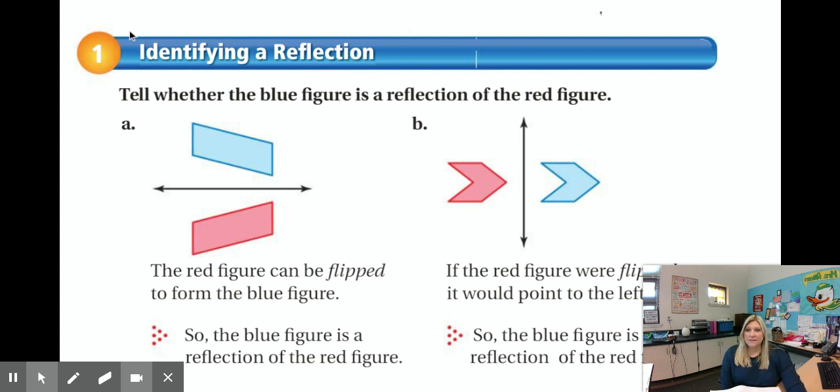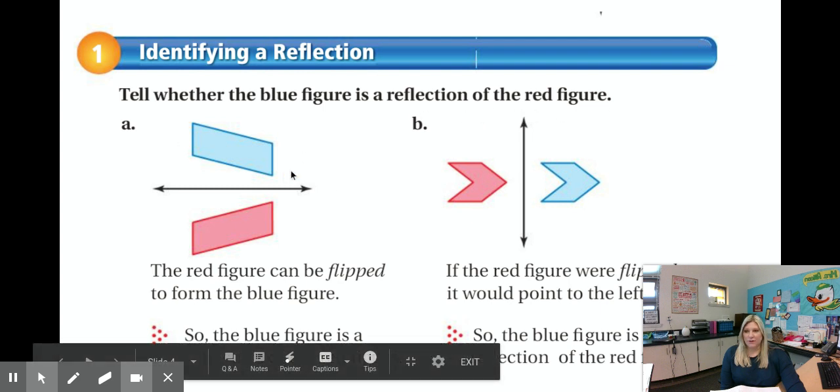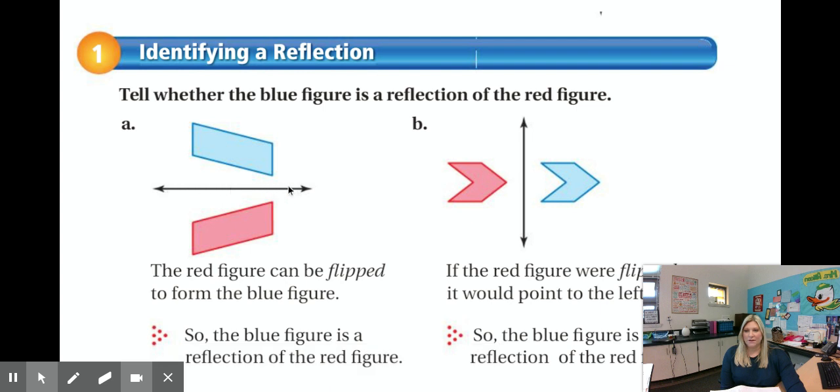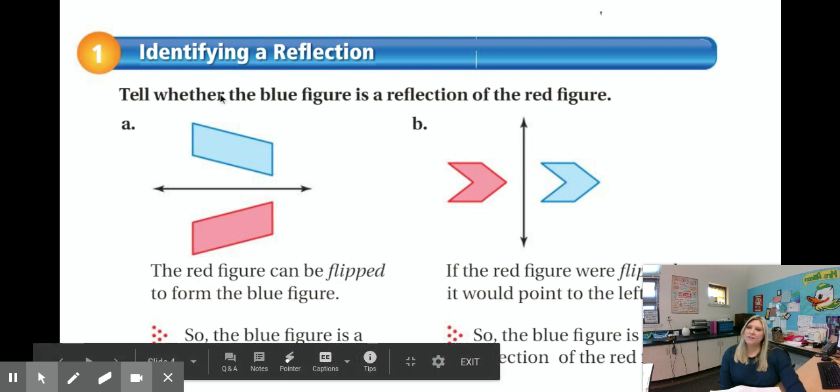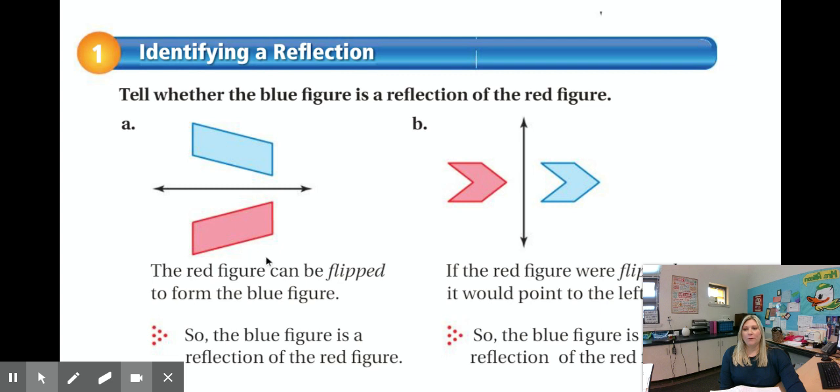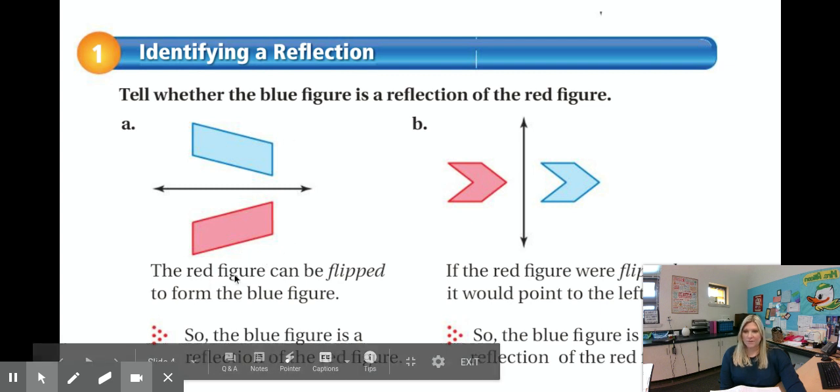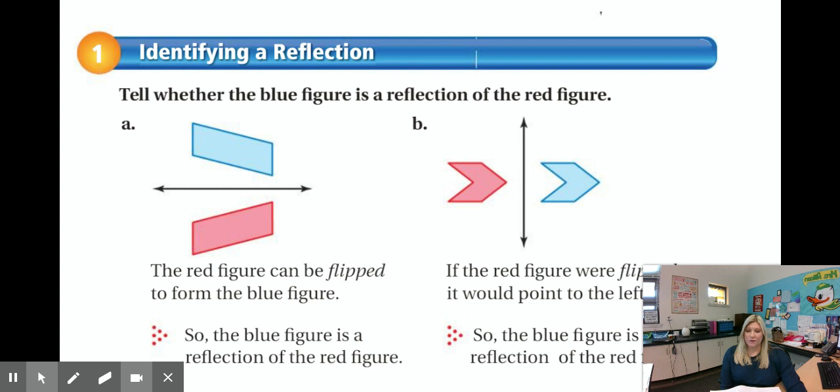All right, identifying a reflection, tell whether the blue figure is a reflection of the red. So if you look at the blue and you imagine it flipping over this horizontal line of reflection, actually it says to tell whether the blue is a reflection of the red. So let's start with the red. If the red flips up over this line of reflection, it works. The red figure can be flipped to form the blue figure. So yes, the blue figure is a reflection of the red figure.